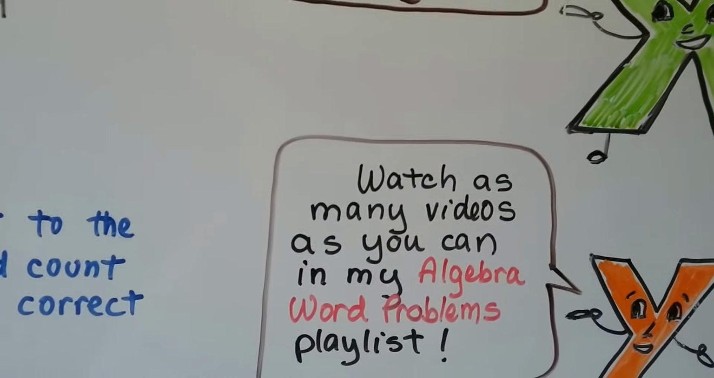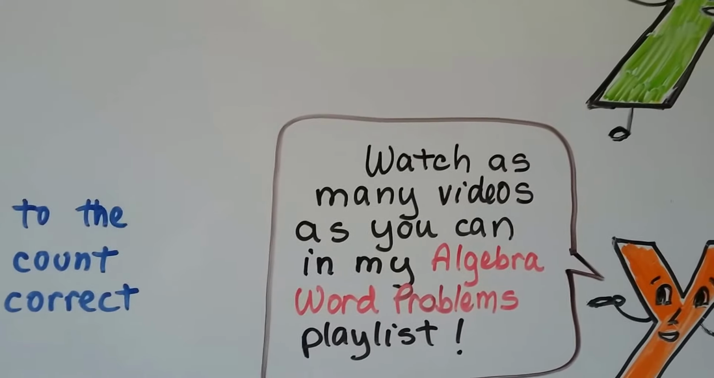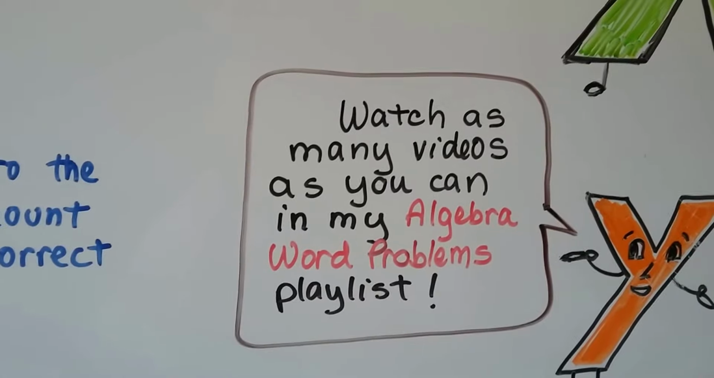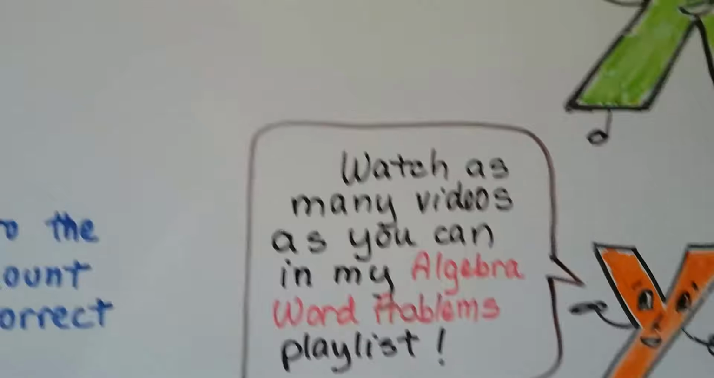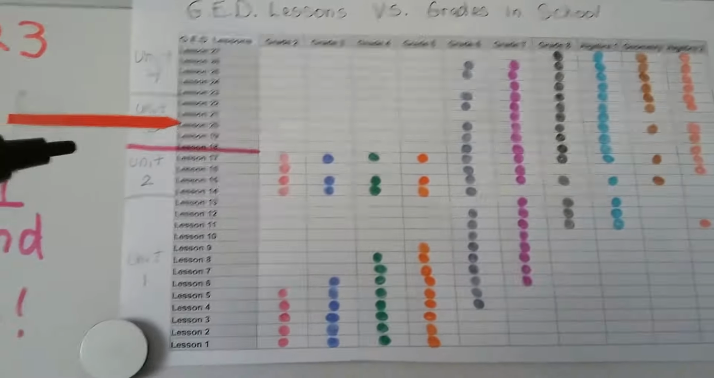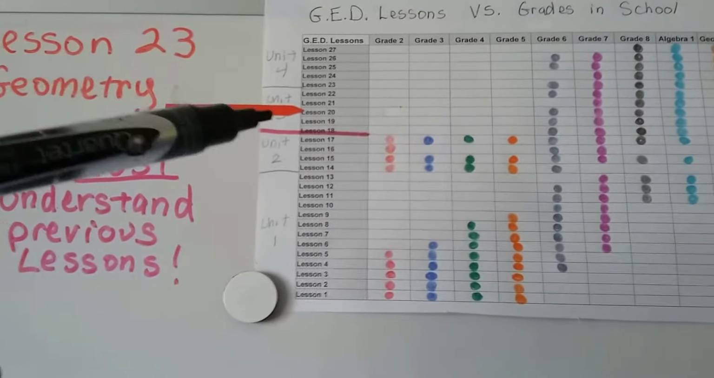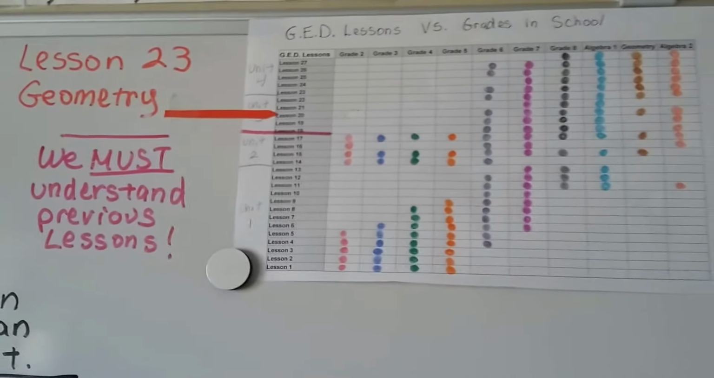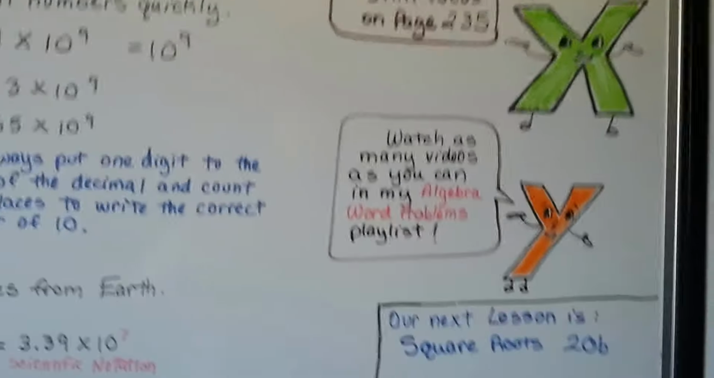And watch as many videos as you can in my Algebra word problem playlist, because so many of the questions on this test are word problems. And you need to be able to put them into an equation and look at the clue words and then solve them, okay? So right now we're at the beginning of lesson 20. If you look at our chart here, lesson 27 is the last lesson. Lesson 23 starts geometry. So we've only got a couple lessons here to learn all of high school algebra. That's kind of a silly thought, isn't it? Just a few lessons to learn all of high school algebra?